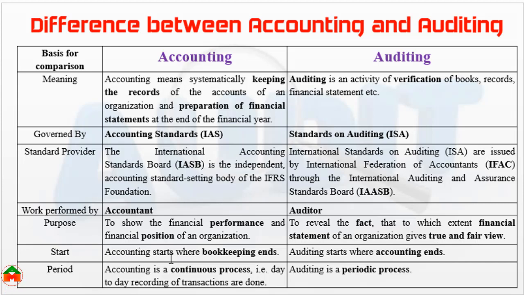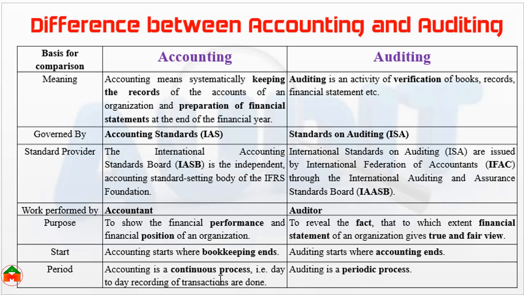Accounting starts when the bookkeeping ends. Here bookkeeping means whenever you are recording the events. Accounting is responsible for maintaining the accounting information system, where it prepares the financial statements as well as communicates them to the interested users. On the other hand, auditing starts where accounting ends. After finishing the accounting process, the auditing starts to verify the financial statements prepared by the accounting process.